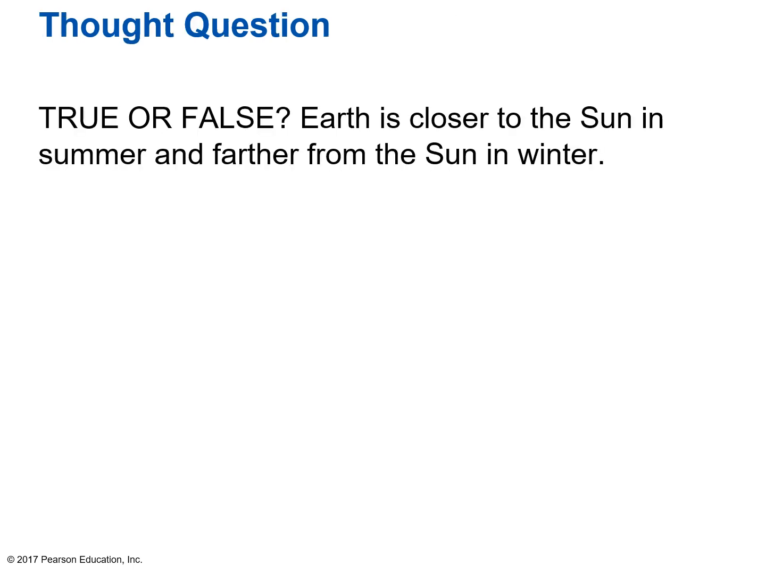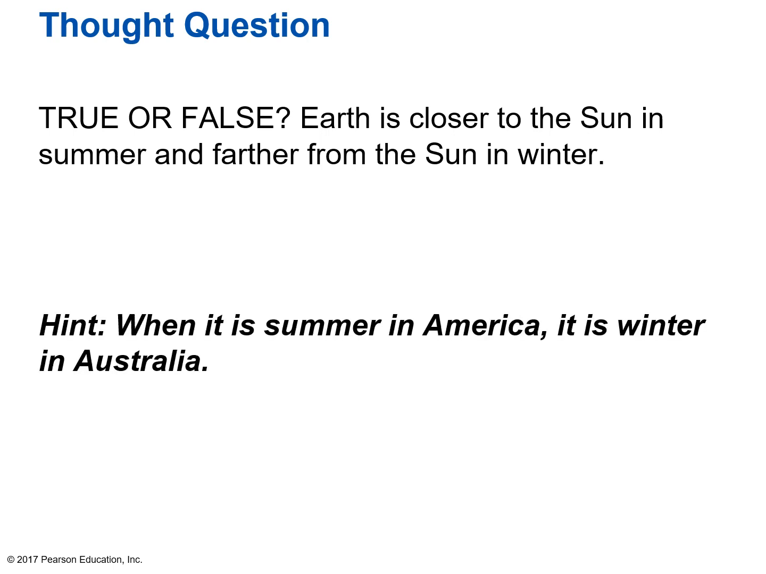So something to think about: true or false. Earth is closer to the sun in summer and farther from the sun in winter. I think most people believe this to be true, assuming that it's the Earth's distance from the sun that affects the seasons. But a hint is, when it is summer in America, it's winter in Australia.